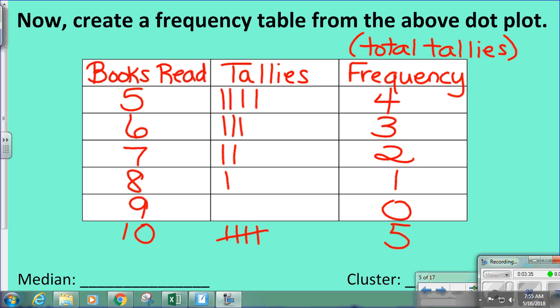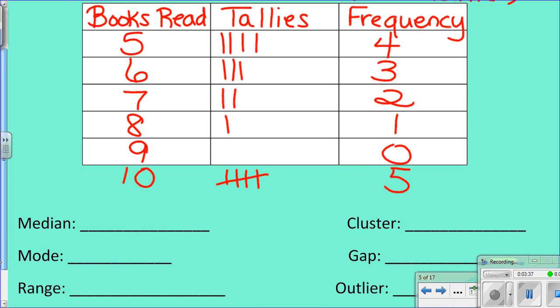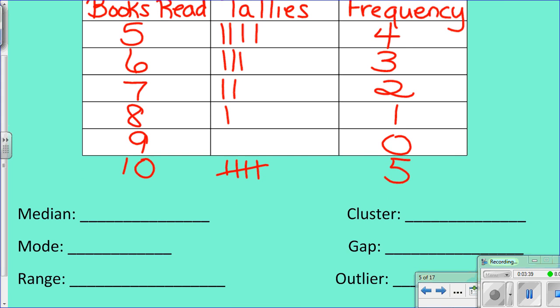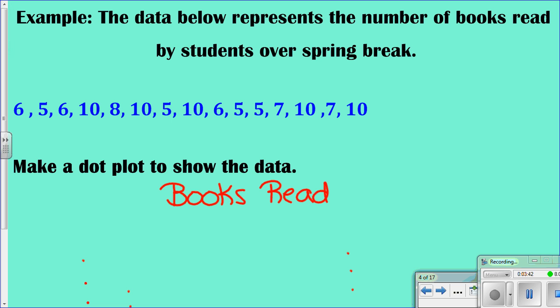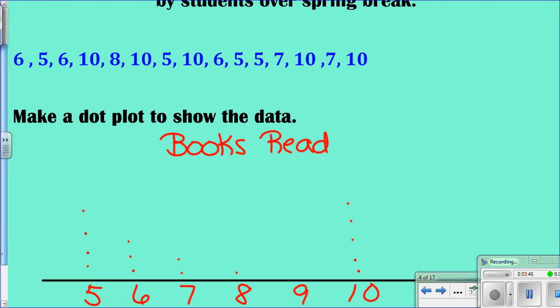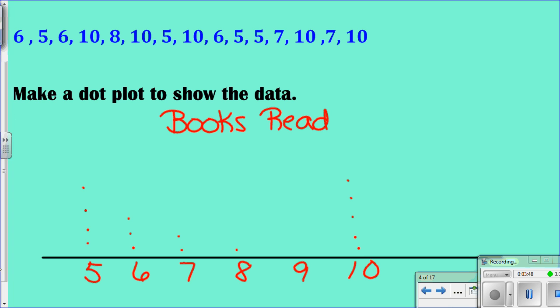Okay, so looking at the dot plot, we want to find the median. We will find the median by finding the middle dot. So, when we are looking at our dot plot, we start crossing off dots from left to right. So I'm just going to put a little slash through them. Left, right, until I find the middle dot. And the middle dot is at 7, so that is where the median is.